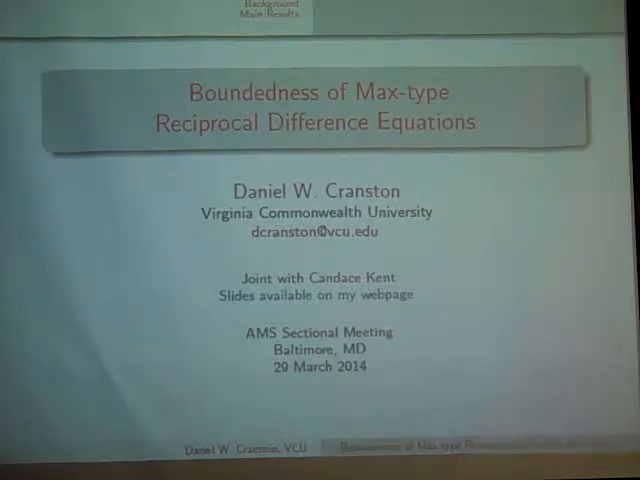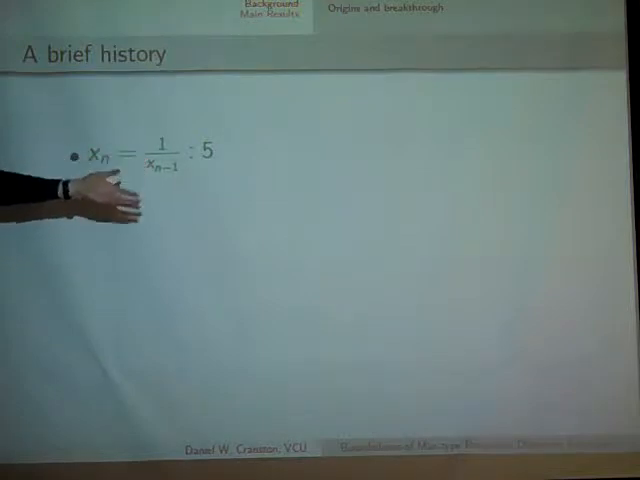This is self-contained, but the idea was they had looked at the case where the recursion depth was 2, or more generally where you're just taking the max over 2 terms. And this is going to be looking at a more general context. So a very brief history: the simplest type of reciprocal type difference equation is this. You just take the reciprocal of the previous one, you have some initial condition, but that's actually very boring.